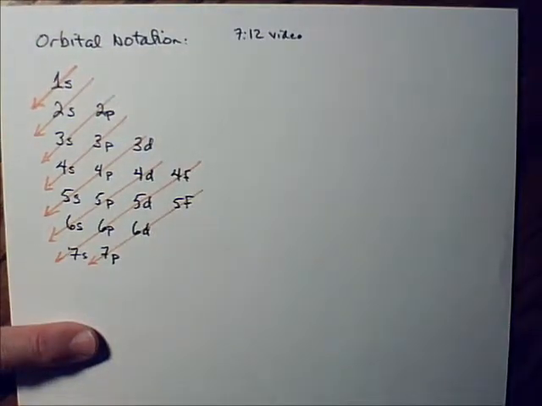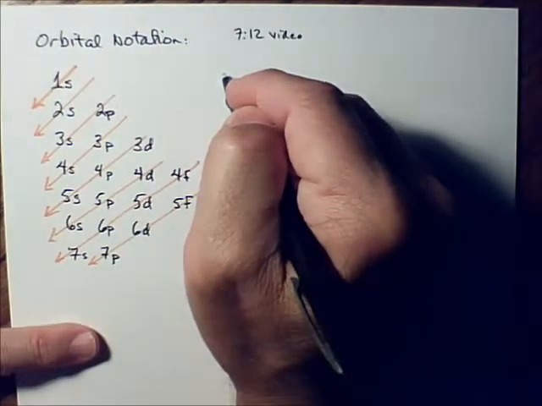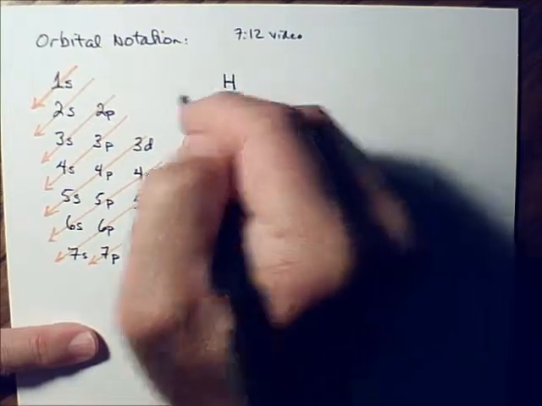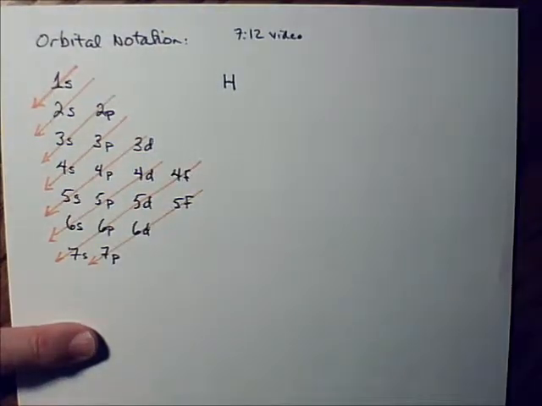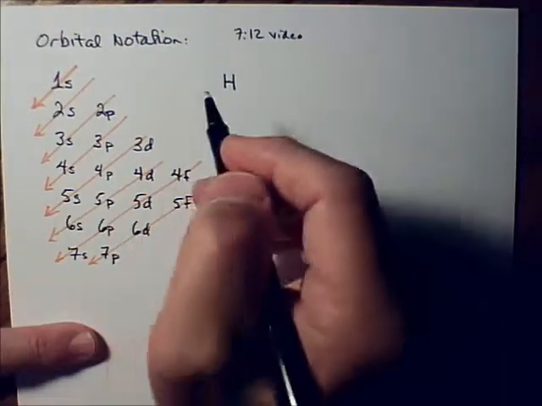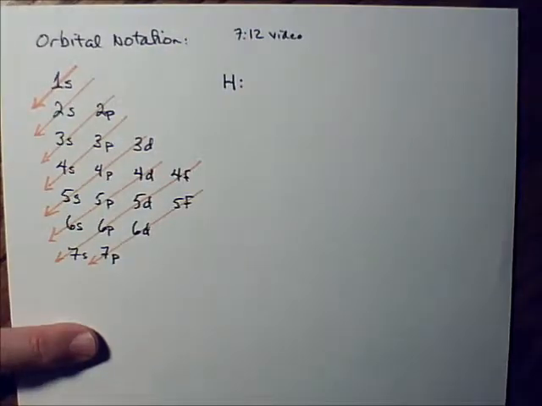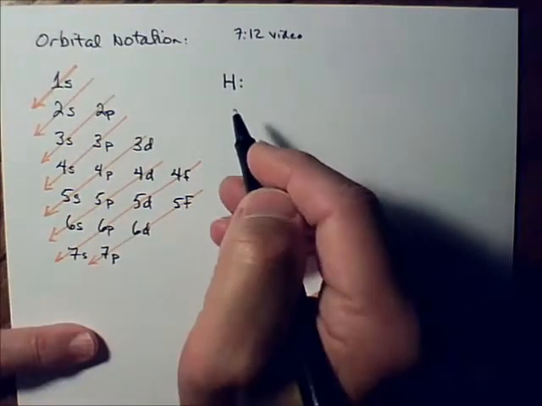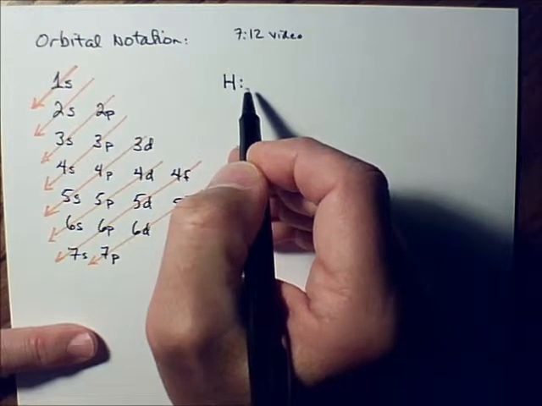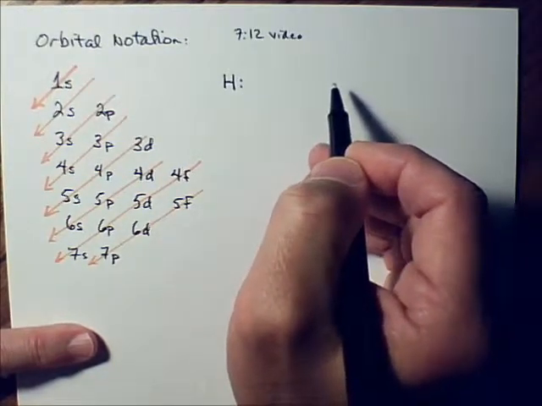Now, what is the first element on the periodic table? Hydrogen. So we're going to start with hydrogen, and we want to write its orbital notation. Hydrogen is the element symbol. I want a colon after the element symbol. This is just showing what this applies to. It's not the actual orbital notation. Anytime you're writing an orbital notation, however, it is required that you write the element symbol followed by a colon before you write the orbital notation.